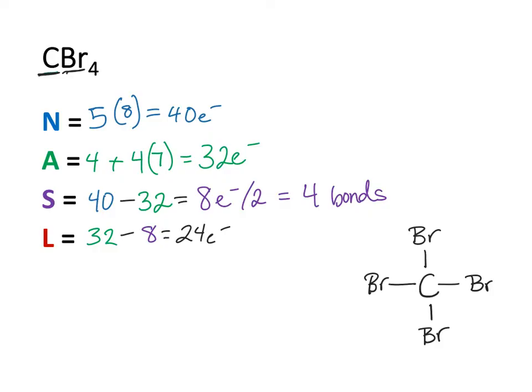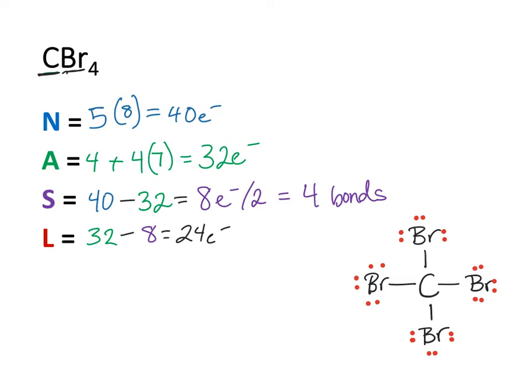Bromine, on the other hand, has 1 bond, or 2 electrons connected to it, which means it's going to need 6 more electrons to reach an octet. So for each bromine atom, I need to add 6 more valence electrons to complete the octet. Okay, all of my lone electrons have been placed, and I have used 4 bonds to construct this model.